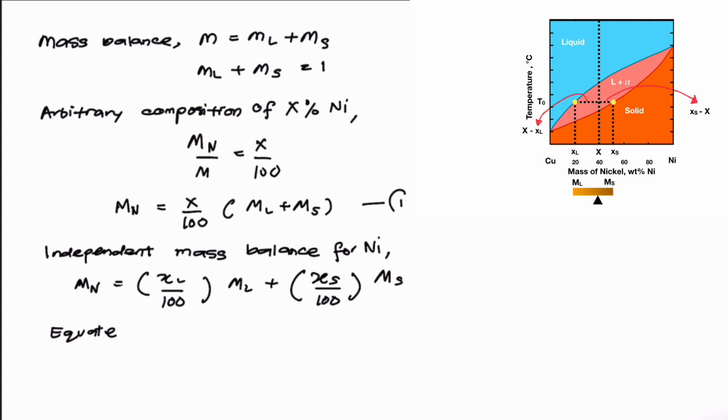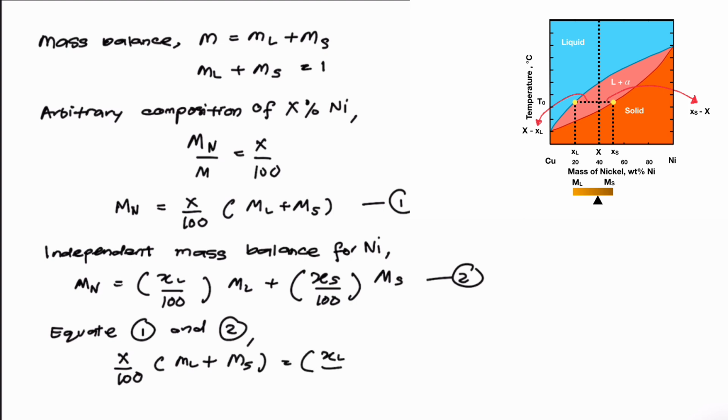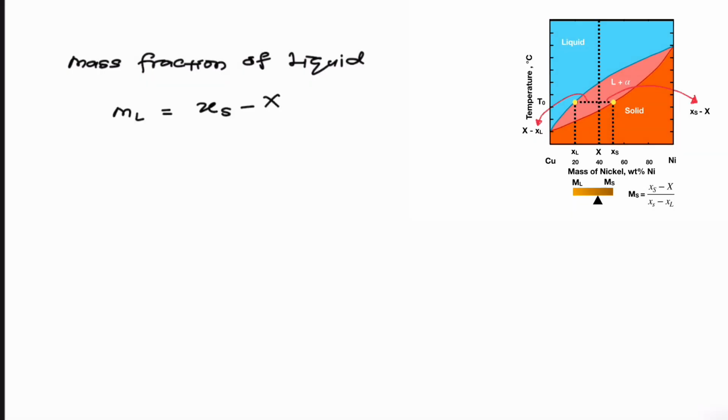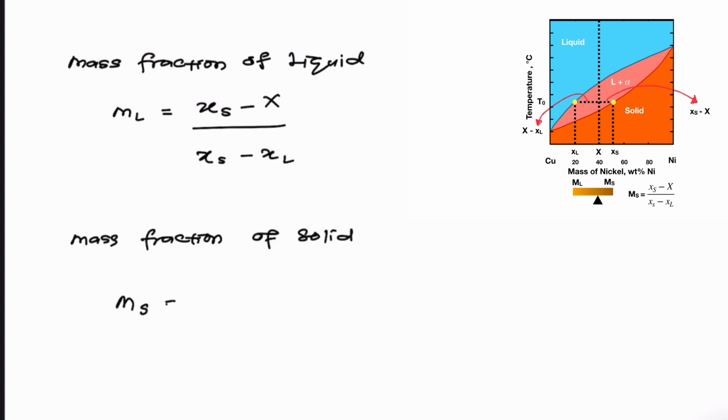We now have two independent equations which describe the mass of nickel, and if we equate the two together and rearrange them slightly, as we said earlier, in the two-phase region the mass fraction of liquid and the mass fraction of solid sum to 1. We can now solve the equation for the mass fraction of liquid and the mass fraction of solid.